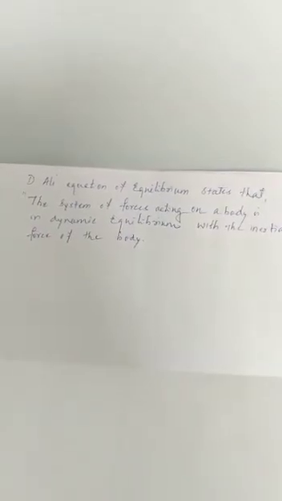As per D'Alembert's equation, we can state that the system of forces acting on a body is in dynamic equilibrium with the inertia force of the body. The inertia force is opposing the motion of the body, and the external agency or resultant force system is pushing the body in the forward direction. Under these two forces, the body is under dynamic equilibrium. We use this principle to solve many problems related to kinetics.